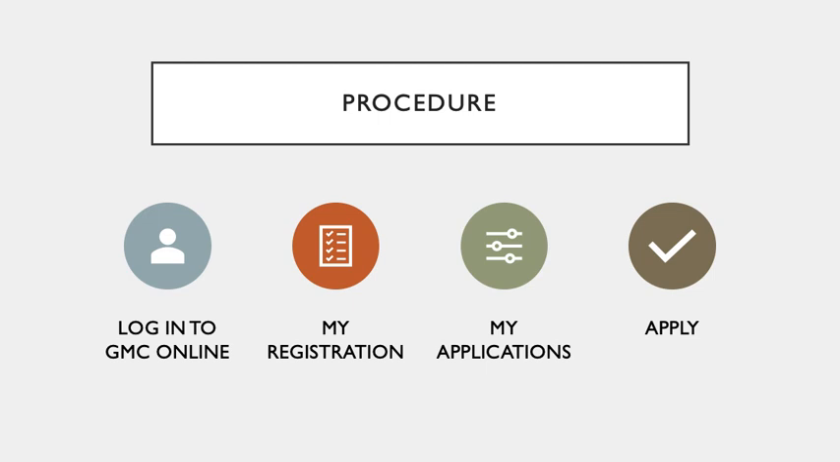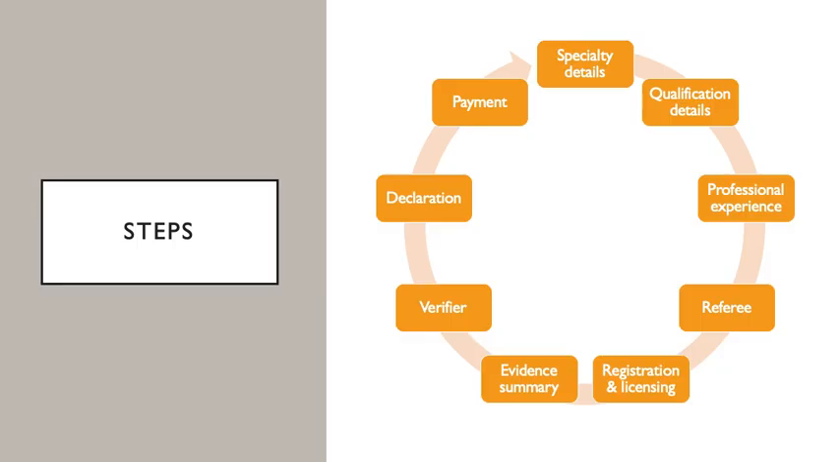Once you log into GMC Online, go to My Registration, followed by My Application, and click on Apply icon. It will take you to the next page, which includes a series of steps starting from your specialty details, qualification details, professional experience, referee, registration and licensing, evidence summary, verifier, declaration, and payment.